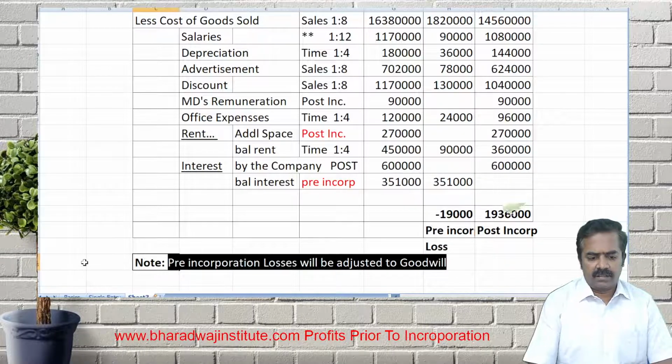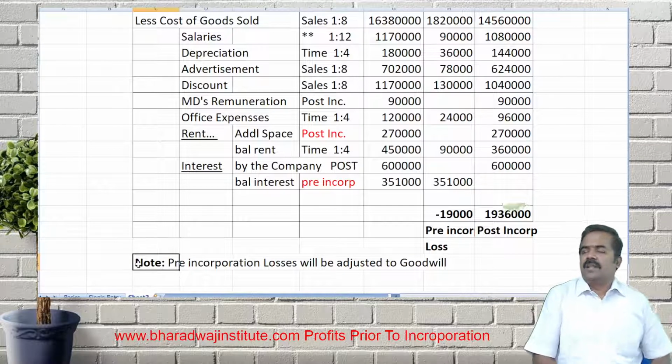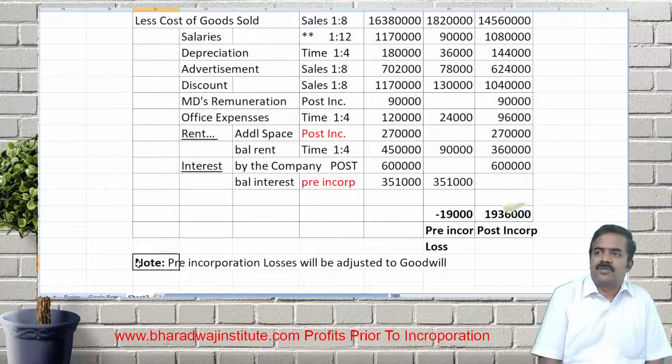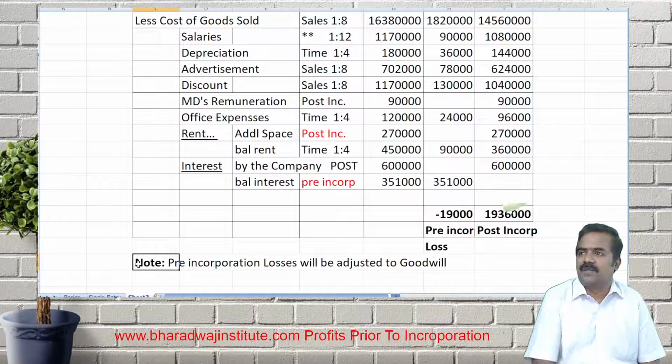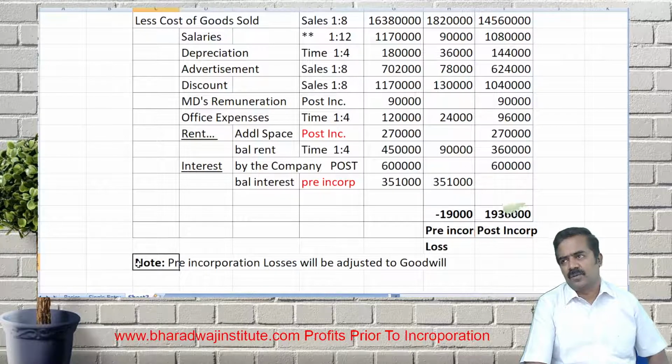Pre-operative losses, for example, we start a business. When starting a business, pre-operative, some expenses we incur, certain things we incur. Would you call that a loss, or are you going to build some value? Capital. When capitalizing, it will be taken as what? Goodwill.